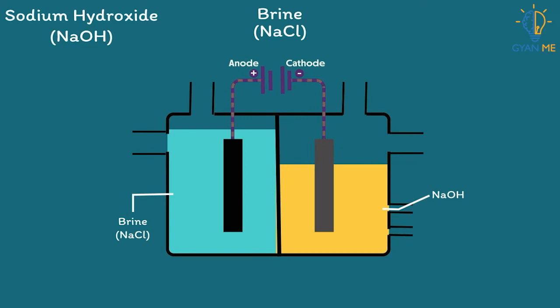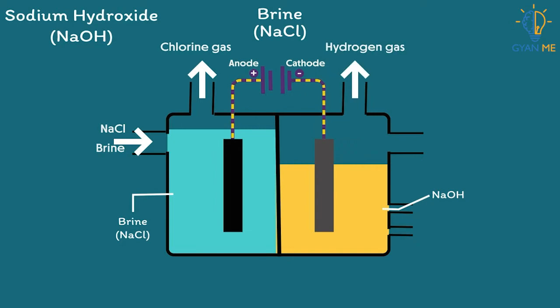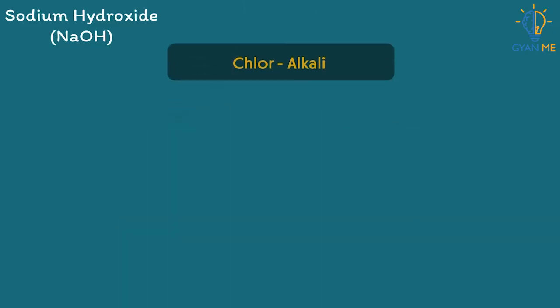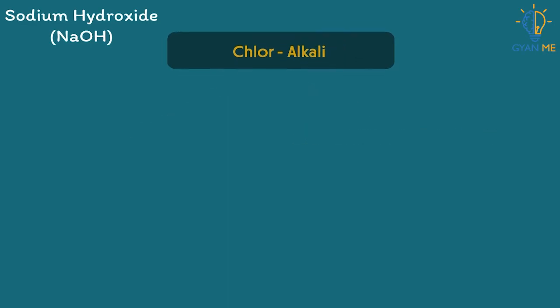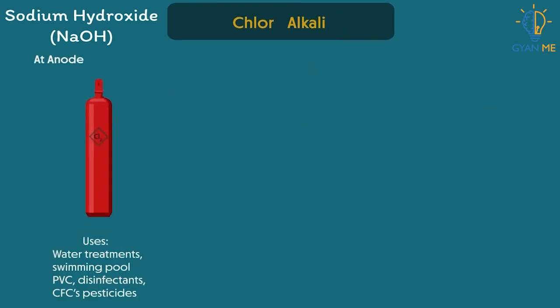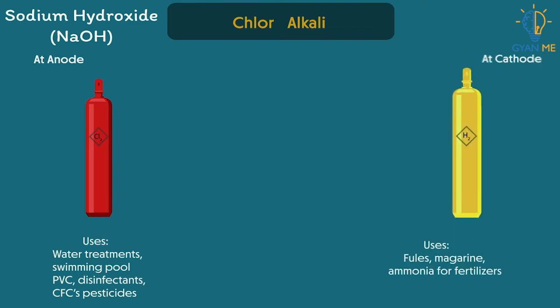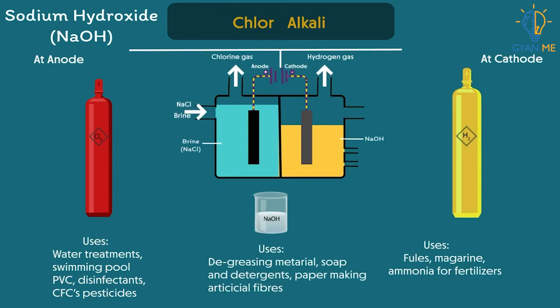Students, when we pass electricity through an aqueous solution of sodium chloride, which is also called brine, it decomposes to form sodium hydroxide, chlorine gas, and hydrogen gas. The process is called the chloroalkali process because of the products formed: chlor for chlorine and alkali for sodium hydroxide. Chlorine gas is given off at the anode and hydrogen gas at the cathode. Sodium hydroxide solution is formed near the cathode.